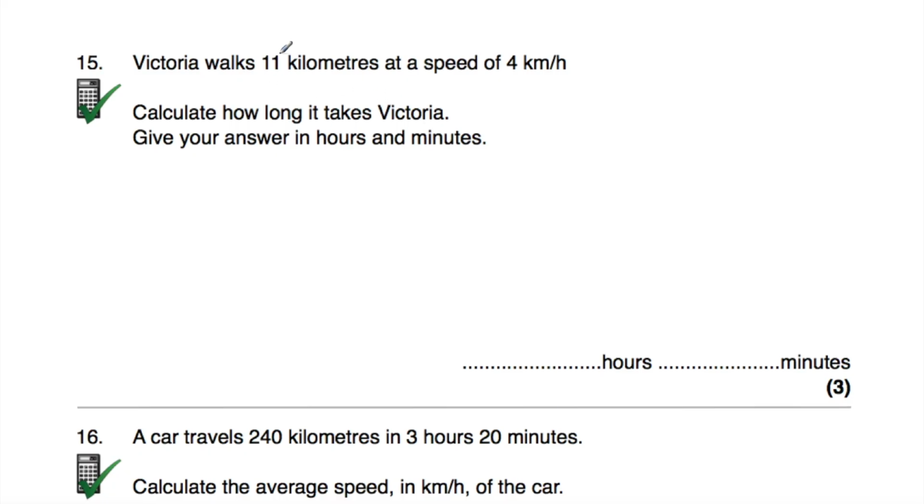Okay, so she walks 11 kilometers at a speed of 4 kilometers per hour. So what we need to do is divide the distance by the speed to see how long it would take. For instance, if she walked 8 kilometers, we would do 8 divided by 4, and that's equal to 2 hours. So here we're going to do 11 divided by 4. We're going to do the distance divided by the speed. And 11 divided by 4 is equal to 2.75 hours. So that means that it would take her 2.75 hours.